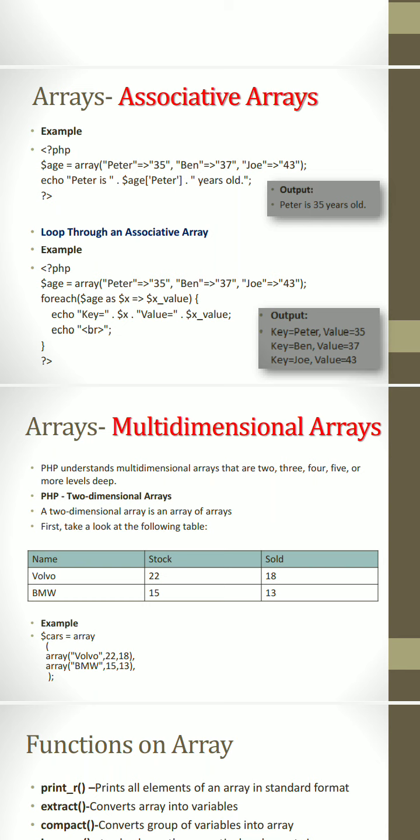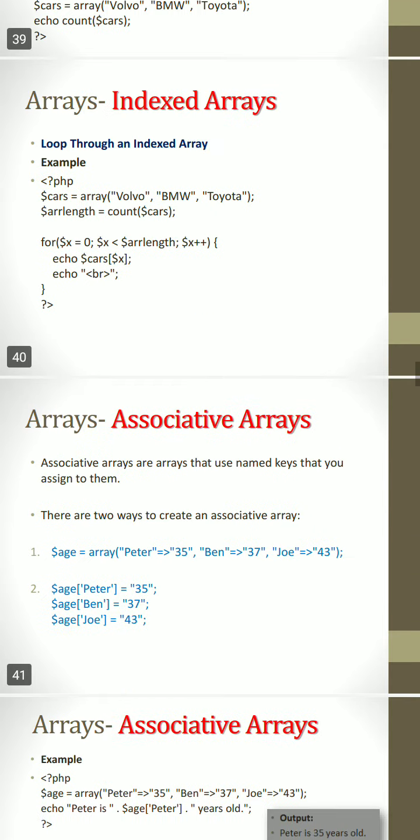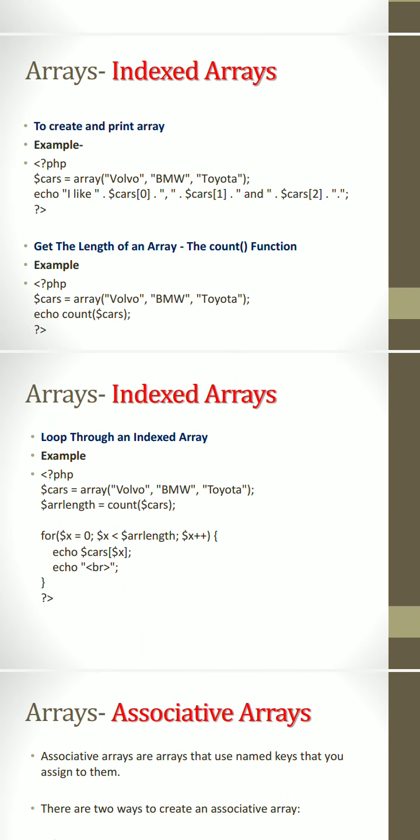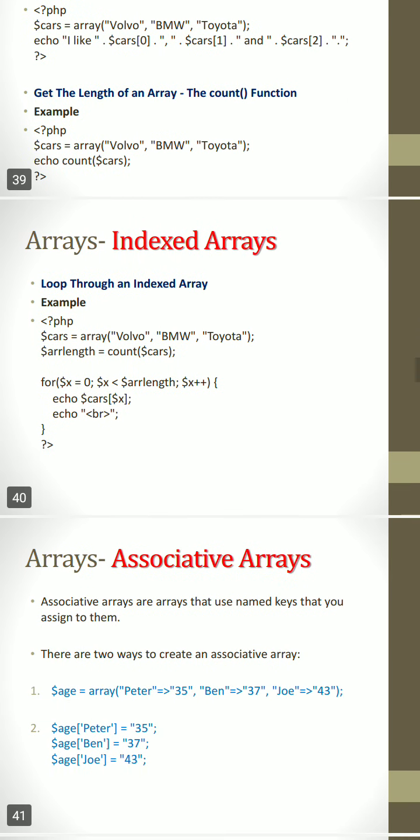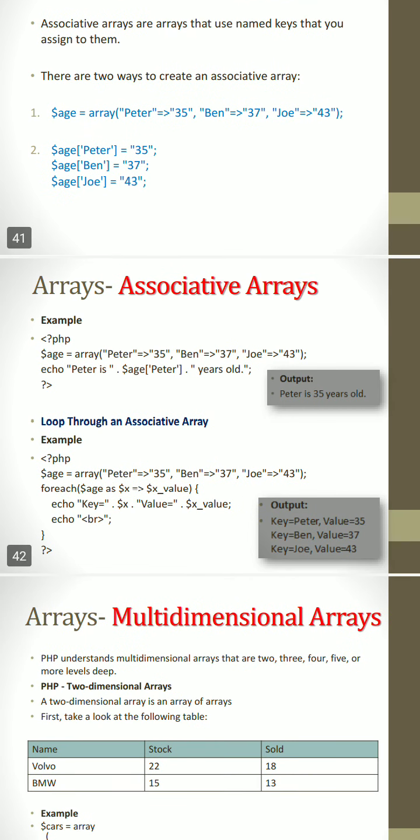So in an associative array, the index is in string format. In the first type we saw, the index array, the index is an integer, that means a numeric value. And in the associative array, the index is in string format.